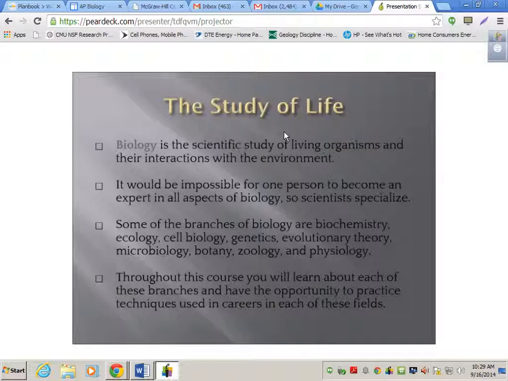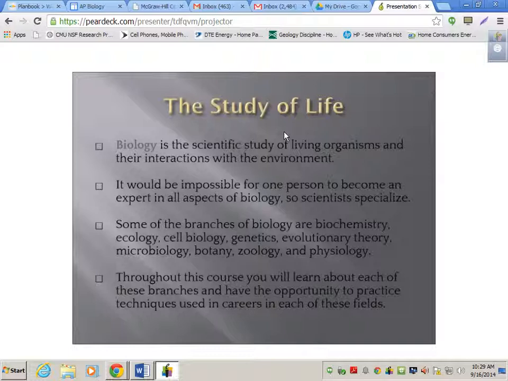I got to specialize. So some of the branches of biology are biochemistry, ecology, cell biology, genetics, evolutionary theory, microbiology, botany, zoology, and physiology. So I do have a master's degree, and it's in natural science, which falls under ecology. So I am specialized in one of these areas. Mine's ecological studies and natural science.